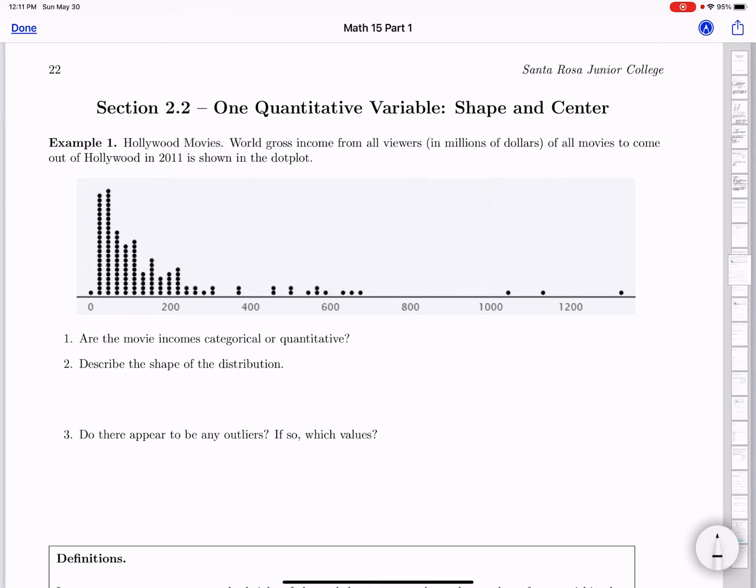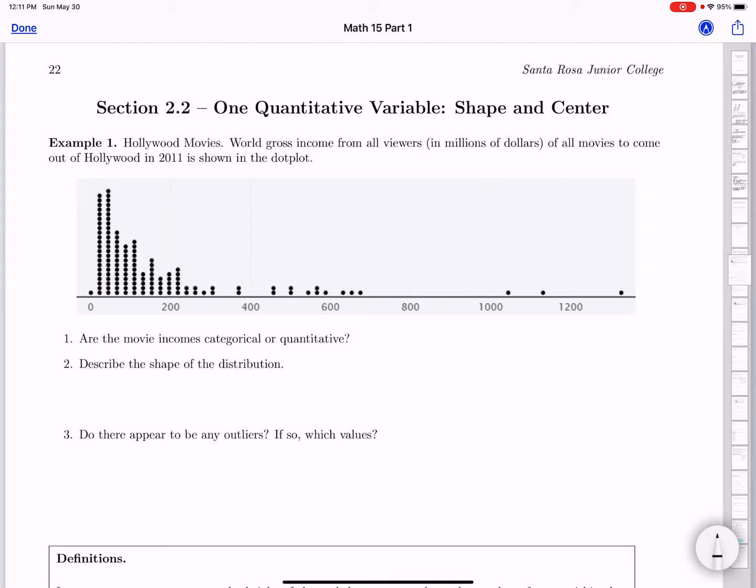We're starting section 2.2 where we talk about summarizing the shape and center of one quantitative variable. So we've talked about one categorical variable, two categorical variables. Here we're going to start talking about one quantitative variable. Our first example is a data set we've referenced before. It's the Hollywood Movies data set.